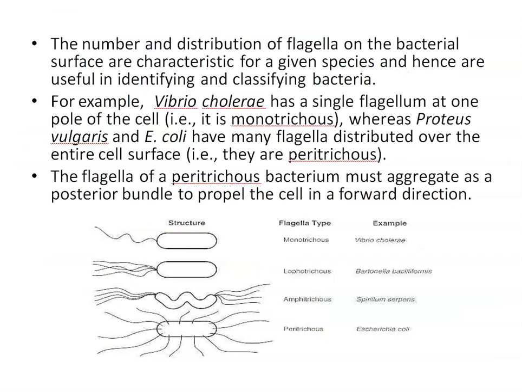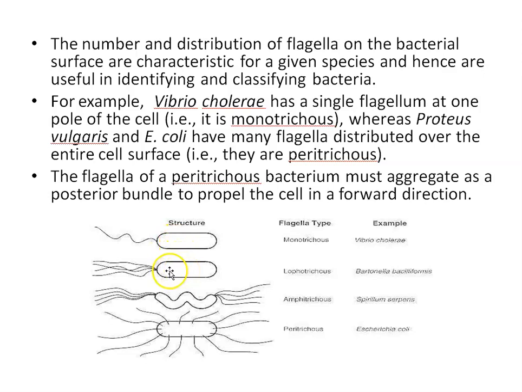The number and distribution of flagella on the bacterial surface are characteristic for a given species, hence are useful in identification and classification of bacteria. In bacteria, 4 types of flagella are present. Flagella type number 1 is monotrichous, second lophotrichous, amphitrichous and peritrichous. In Vibrio, the monotrichous type of flagella is present. In monotrichous, a single flagellum is present at one pole of the cell.